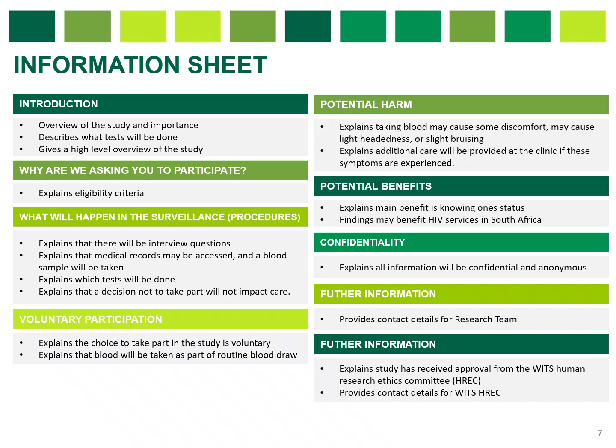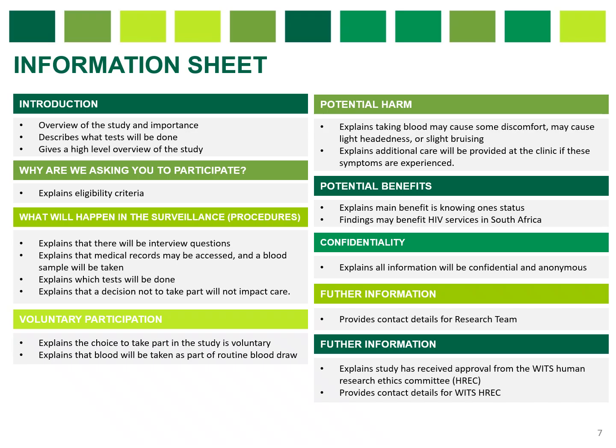The information sheet, which is provided in your kit, provides an introduction. This gives an overview of the study, what tests will be done, and a high-level overview. Why are we asking you to participate? This explains the eligibility criteria. The next section is what will happen during the surveillance procedures. It gives more details about the interview questions as well as accessing medical records. Of course, that's a lab track, and that a blood sample will be taken and which tests will be done. There's a section on voluntary participation explaining that it is the client's free will to take part and they don't have to if they do not want to.